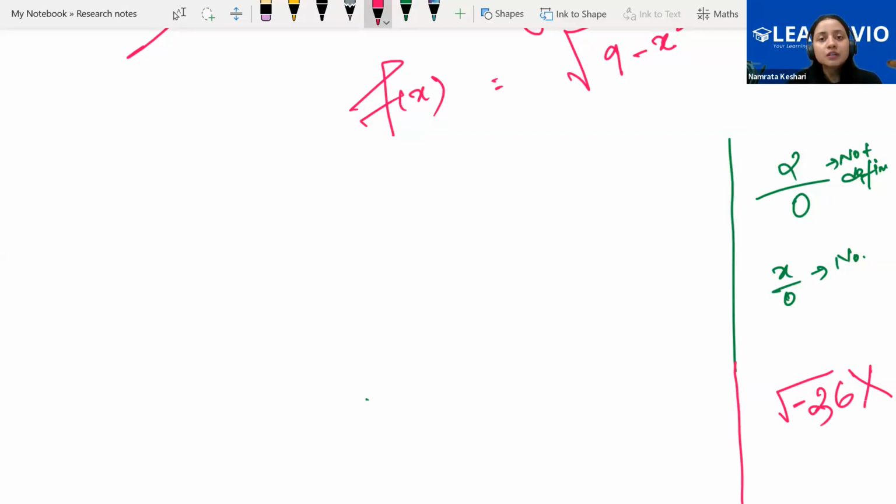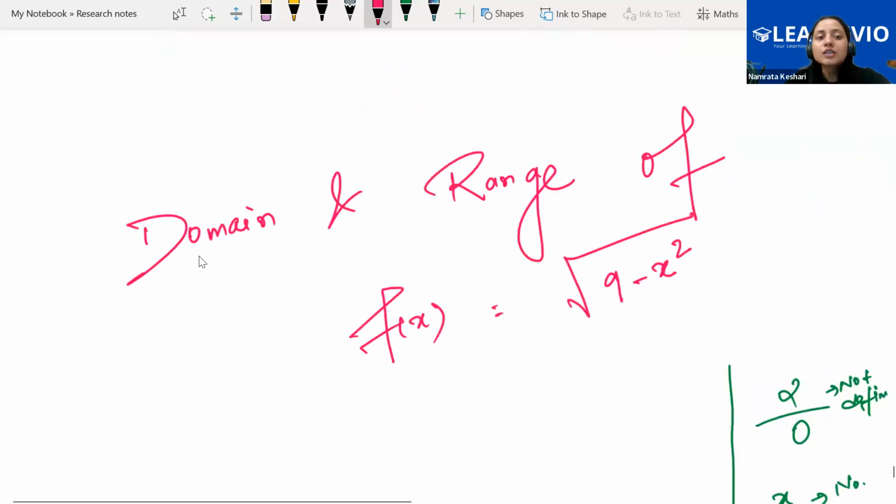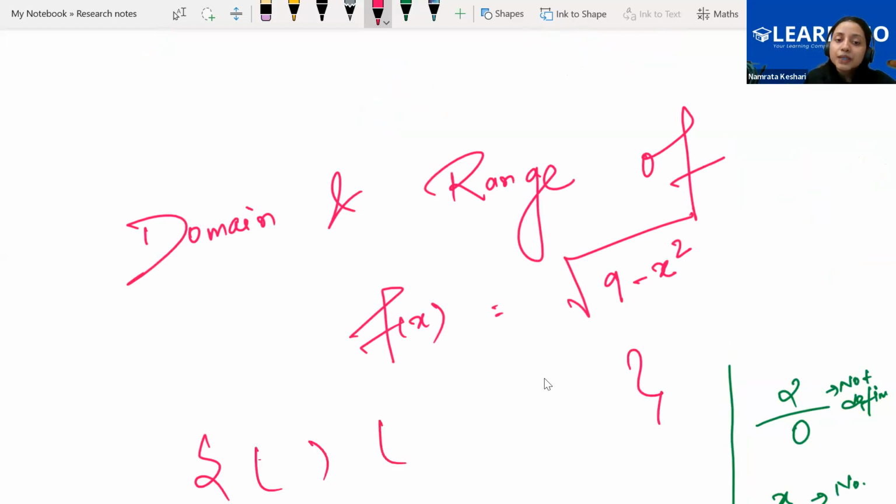We are free to take any x value. Now let's find the domain and range of this function. When previously we were finding the domain and range, it was very simple. Our set was defined, our ordered pair was defined, and we were just picking the first element.